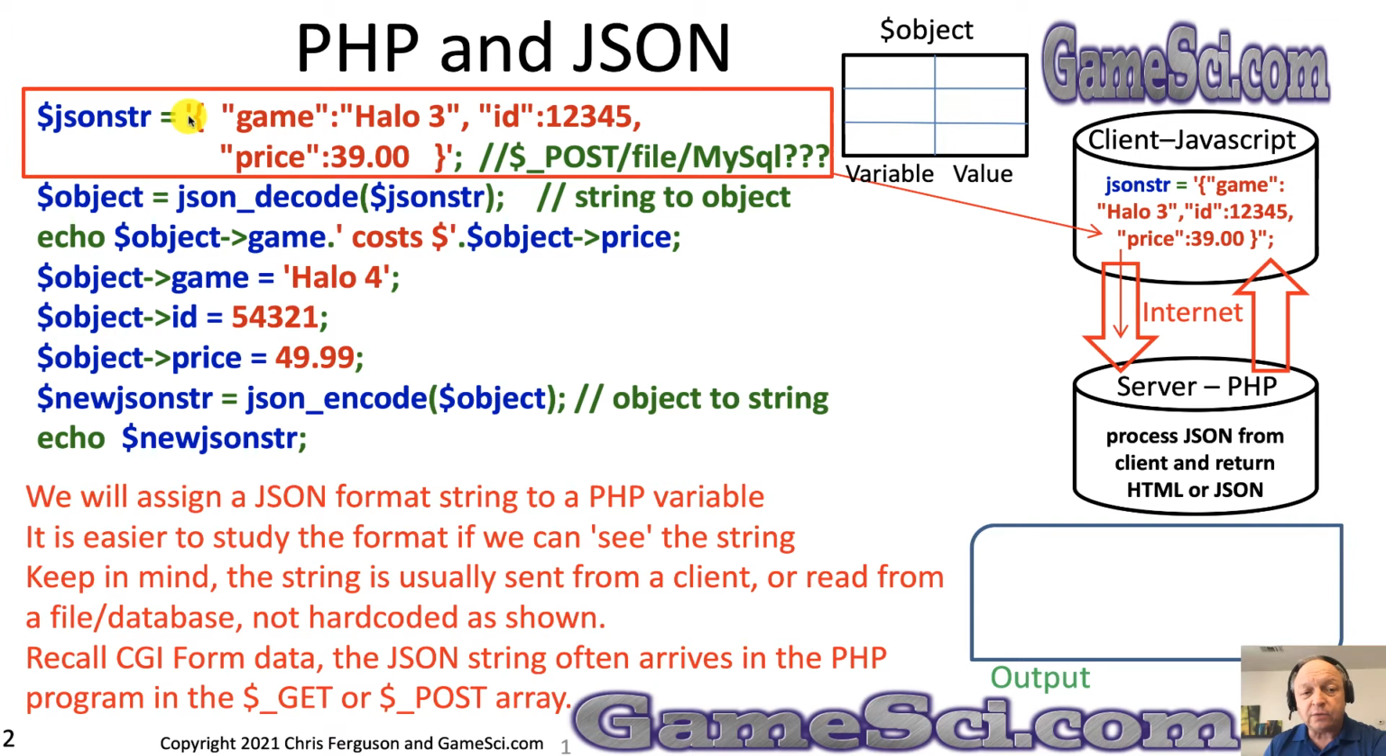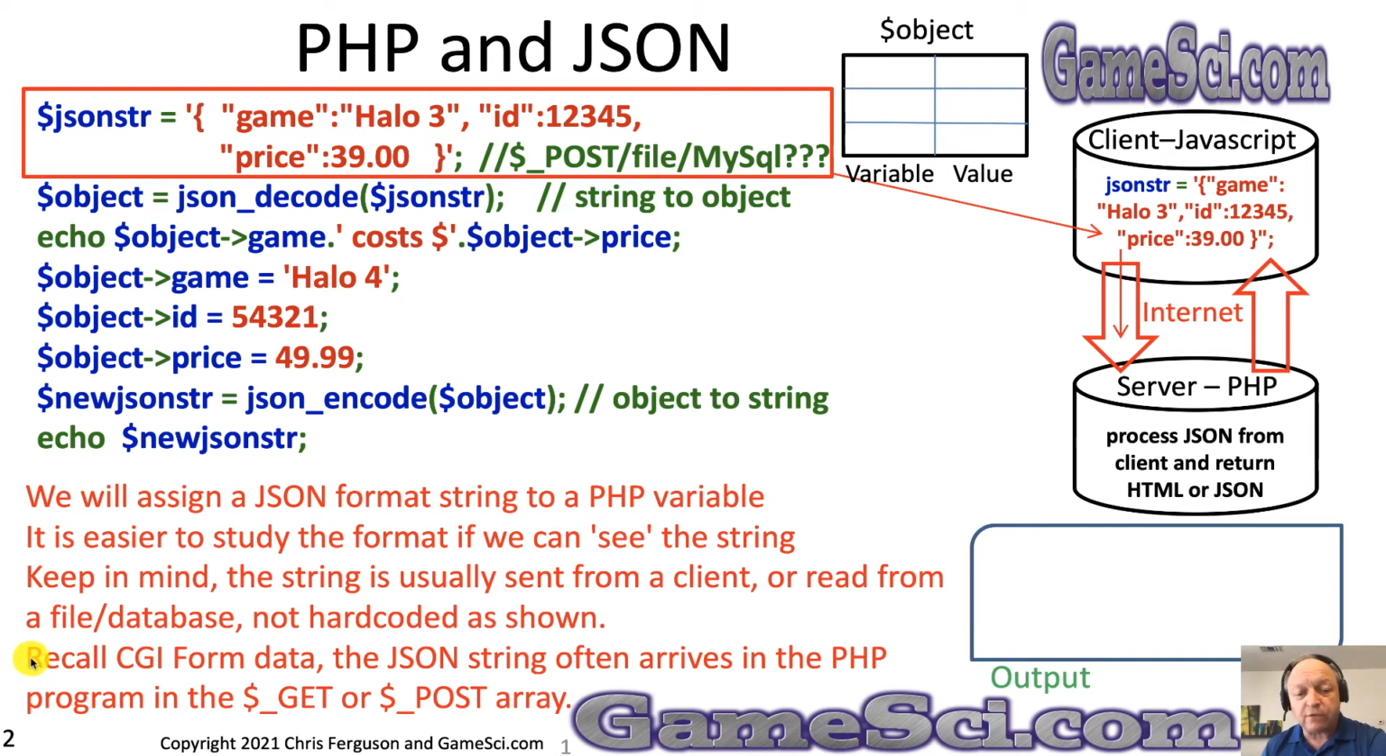$JSON_string equals this rather elaborate string. That's the JSON format string I've been talking about. We will assign a JSON format string to a PHP variable. It is easier to study the format if we can see the string. Keep in mind, the string is usually sent from a client or read from a file or database. It's not hard-coded like I've shown it here.